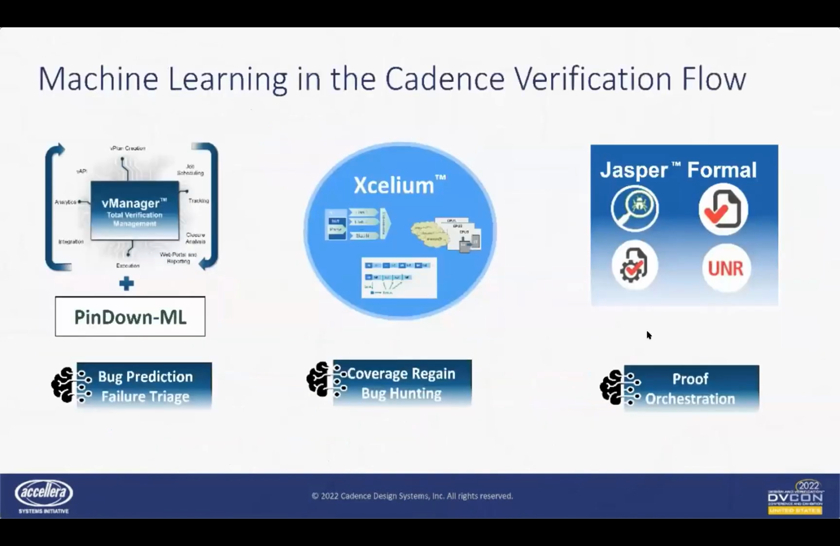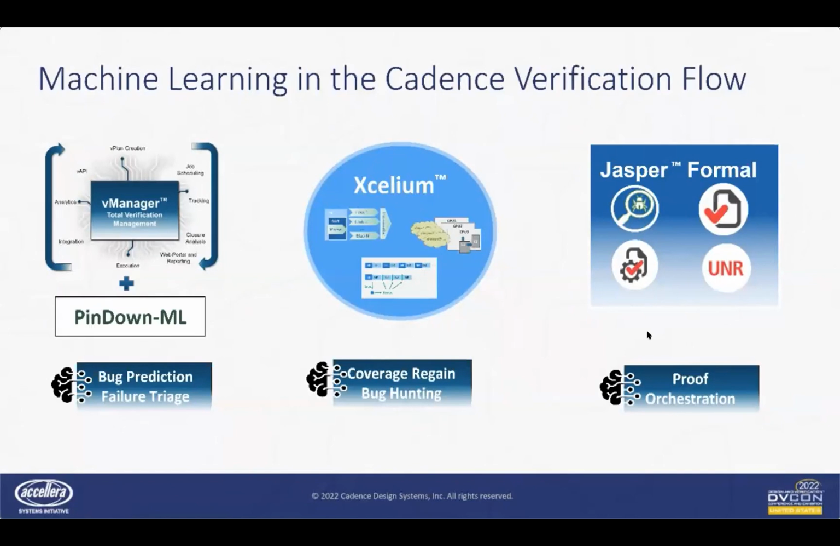And bringing that all around to a conclusion point, we can now see where across the full verification flow, or at least a majority of the verification flow. Now, we haven't talked about Palladium and Protium today, and tools like Perspec or System VIP or VIP. But across the Xcelium, Jasper, vManager, and I'll add Pin down into that vManager category on the regression level, you can see that we're applying machine learning in a number of different ways.